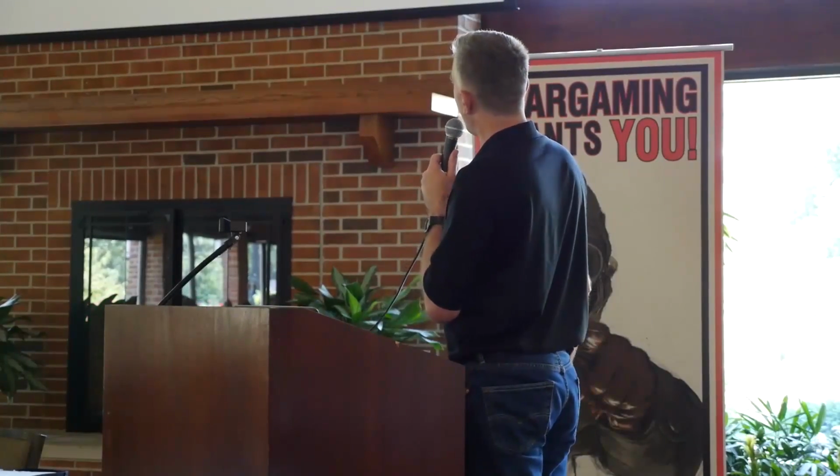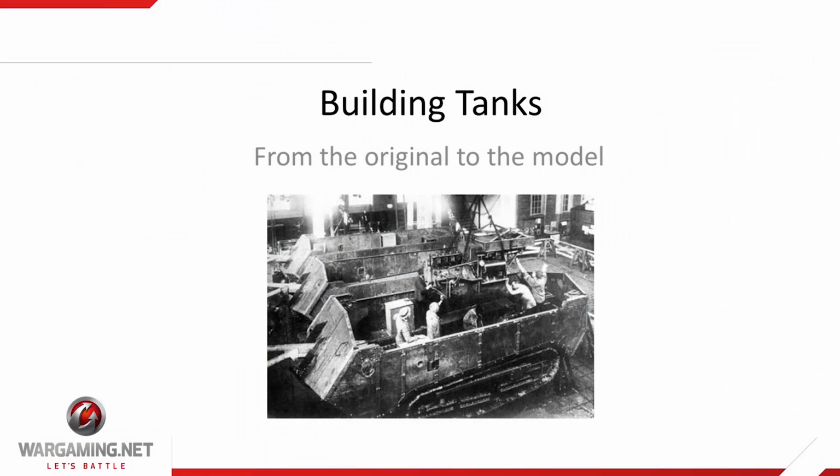All right, so this is what we're talking about. How do we get from the original tank to implement it, or to give sufficient information to the developers so that they can implement it in the game? Because obviously, most developers don't know an idler wheel from a sprocket wheel. And we have to give them information they can use to turn them into tanks.